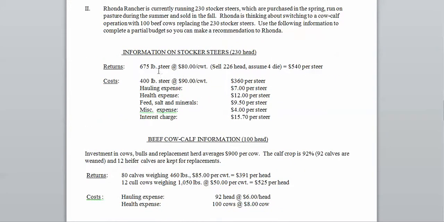The returns are 675 pound steers at 80 cents. So we're going to sell 226 head. $540 a steer times 226 steers. The cost will be incurred on all 230 head, is what we're going to figure. We don't know when the 4 steers are going to die. So we add up all these costs, multiply it by 230 head.